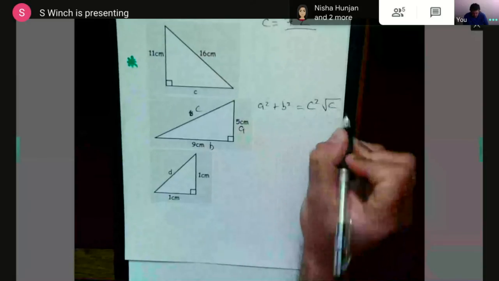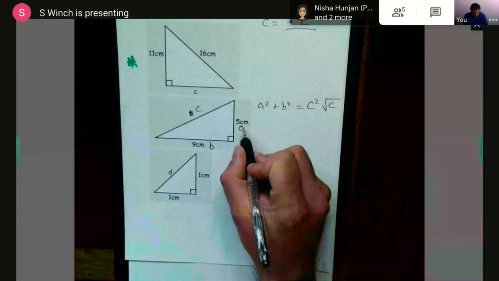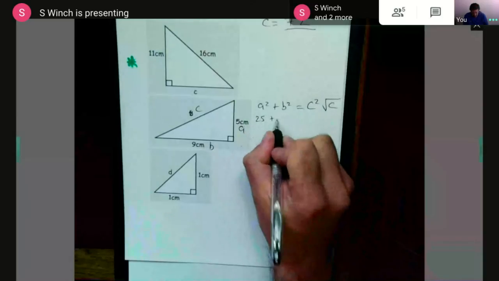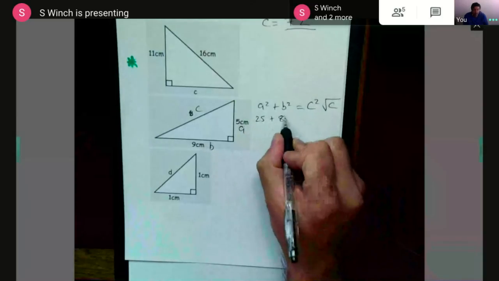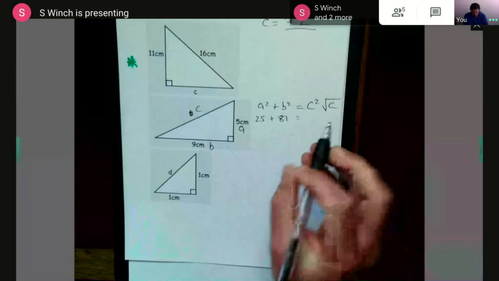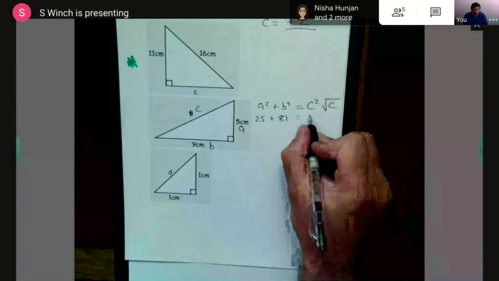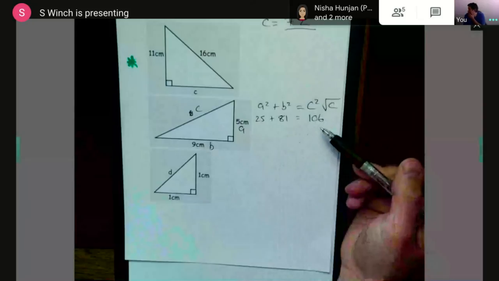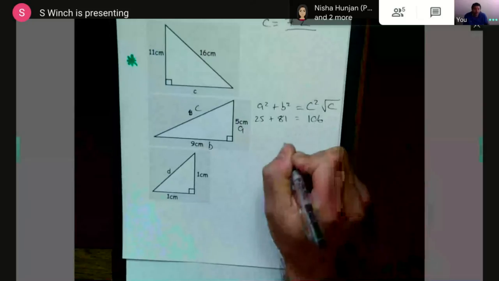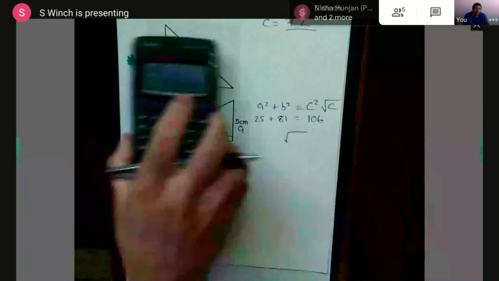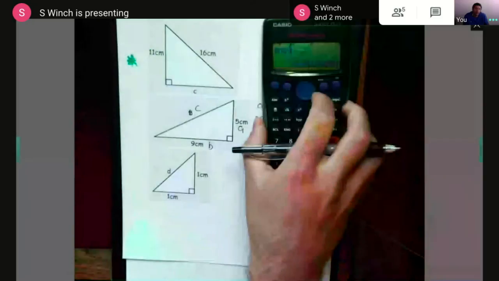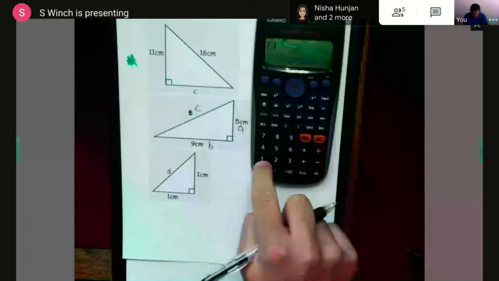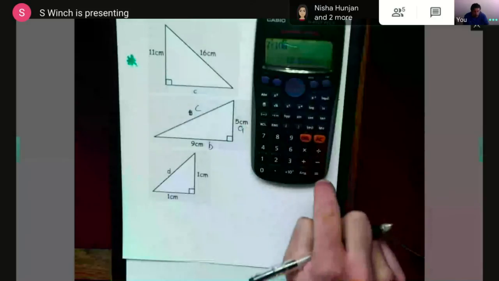And we've got A is 5 times 5, which gives us 25. B is 9 squared, which is 81. 81 and 25 together gives us 106. So whatever times by itself gives you 106. Again, use that calculator and we're going to say square root for me, 106, please. And it gives us 10.295.